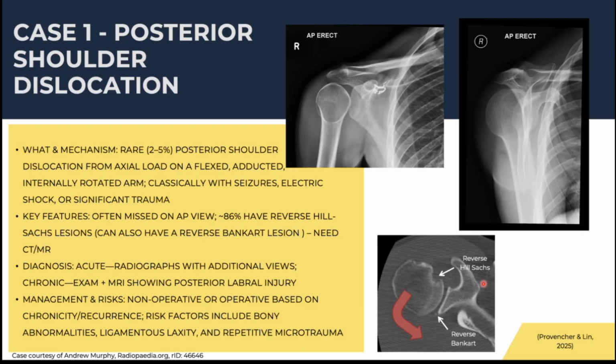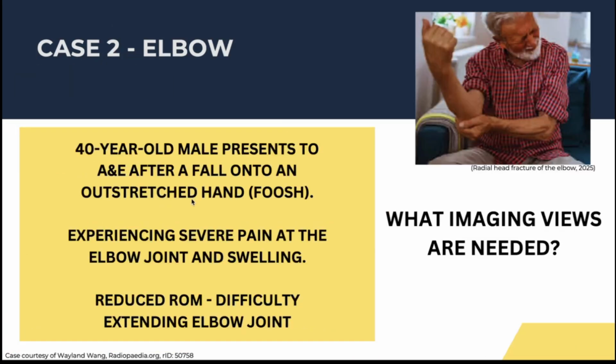Okay, so if we move on to the elbow. So here we have a 40-year-old male. I mean, he doesn't look 40. I don't think the years have been kind, but he's a 40-year-old male presenting to A&E after a fall onto an outstretched hand, or FOOSH, as we also say, experiencing severe pain at the elbow joint and swelling. He has reduced range of movement and difficulty extending the elbow joint. So what imaging views do we think we need?